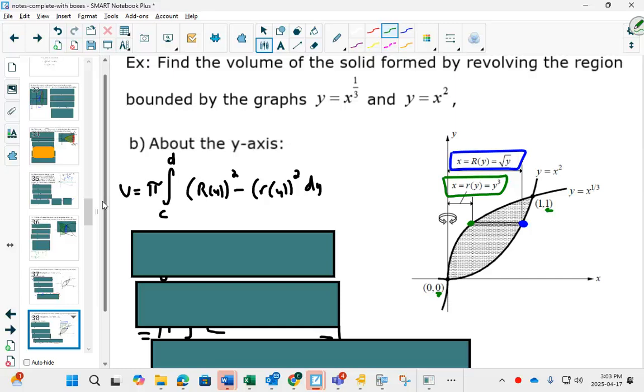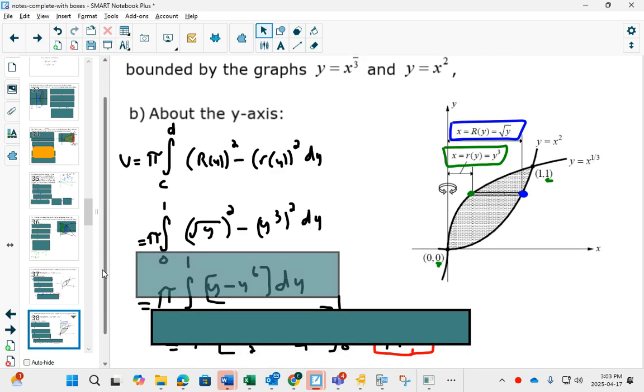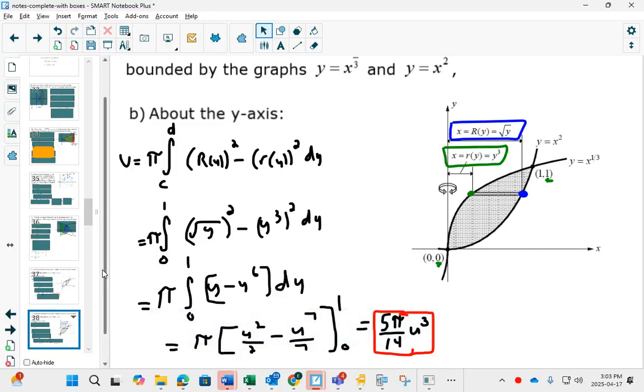It's kind of too bad that the numbers are the same. And when you square these, is it the same volume as the other shape? No. Because this time we're going about the y-axis. Last time we were going about the x-axis.